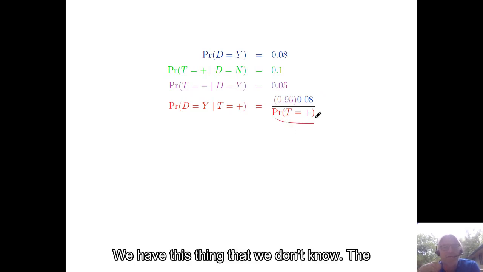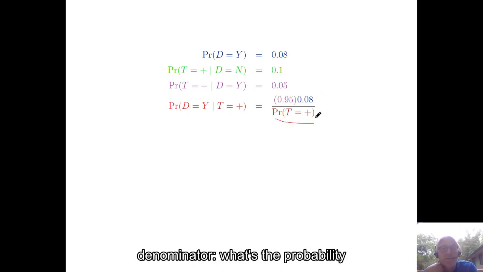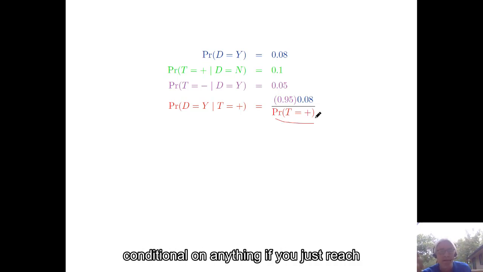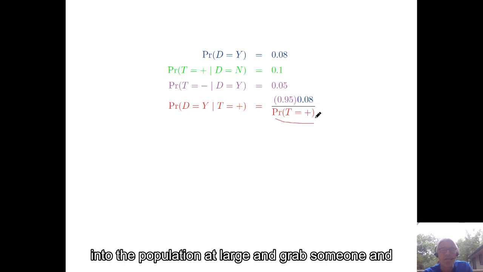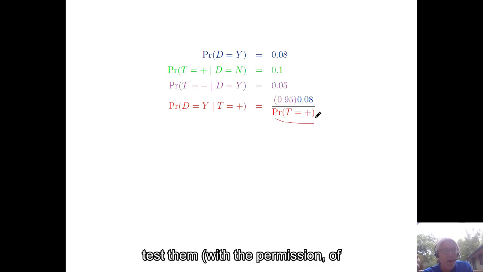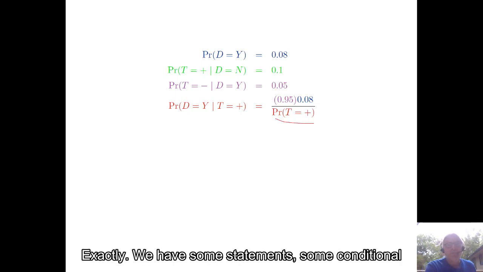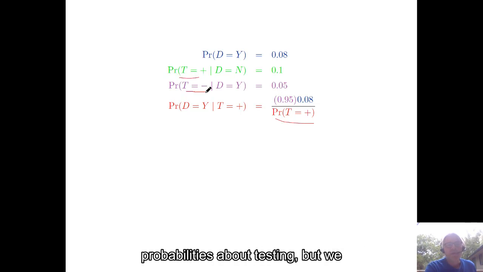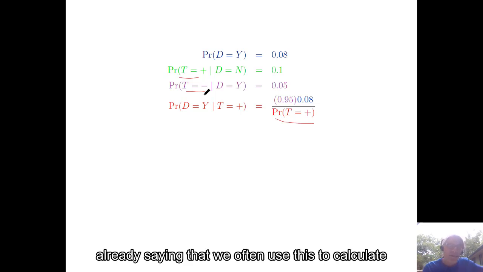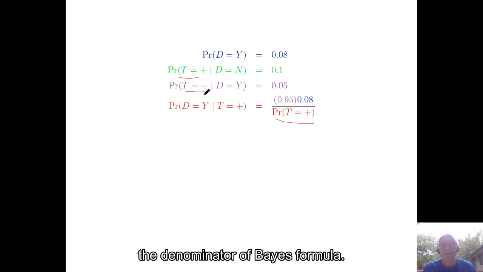We have this thing that we don't know. The denominator is the probability of a positive test. So this is not conditional on anything. If you just reach into the population at large and grab someone and test them, with their permission, of course, what's the probability that you would get a positive test? So we don't have that exactly. We have some statements, some conditional probabilities about testing, but we don't have the unconditional probability. And I gave you a hint already saying that we often use this to calculate the denominator of Bayes' formula.